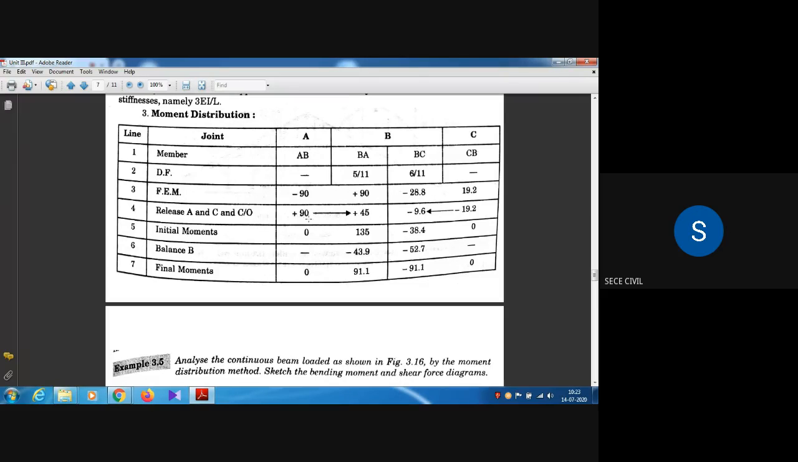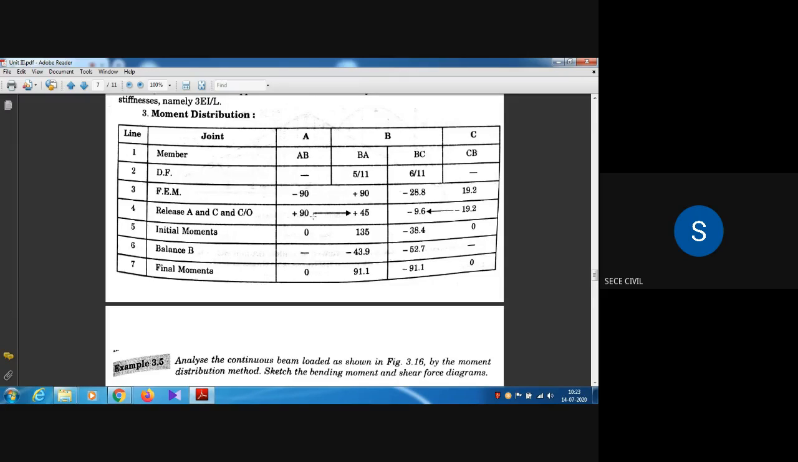So half of the moment means 90 divided by 2. Half of 90 is 45. Okay, 45, sir. Now in joint A, we are in member AB. The far end is B, and B is an intermediate support. All intermediate supports are considered as fixed, so fixed means the moment will go. So 90 divided by 2 is 45.